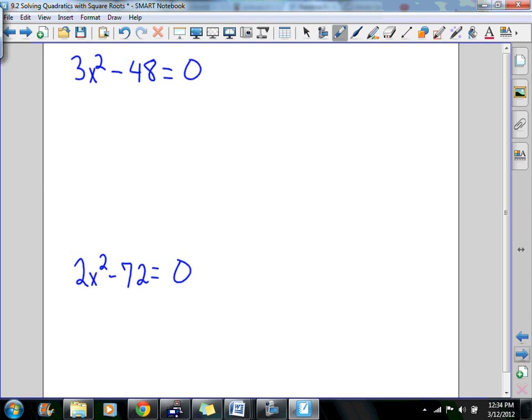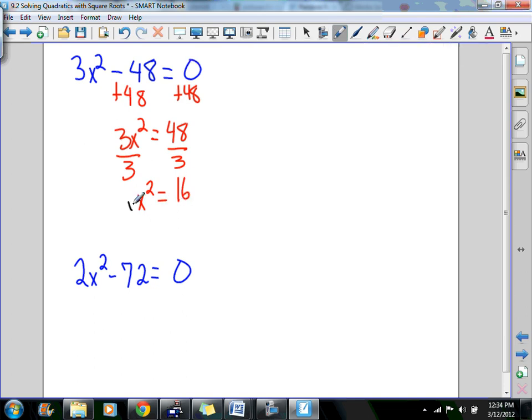Now, as we get more difficult, we have to do a little bit before we can do the square root symbol. So here, we have to get rid of that negative 48 first, so we add it to both sides. So we get 3x squared is equal to 48. Now we got to get rid of the 3, so we divide by 3. So we get x squared is equal to 16.